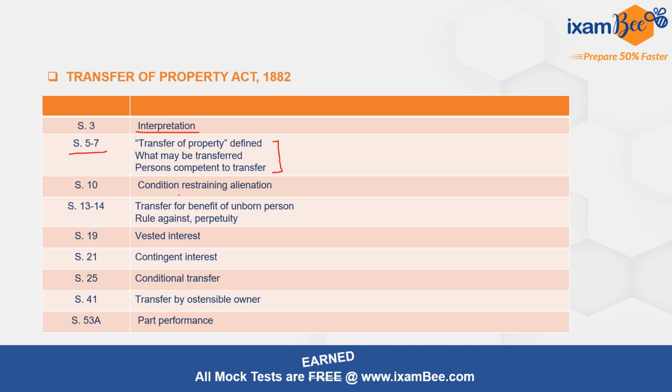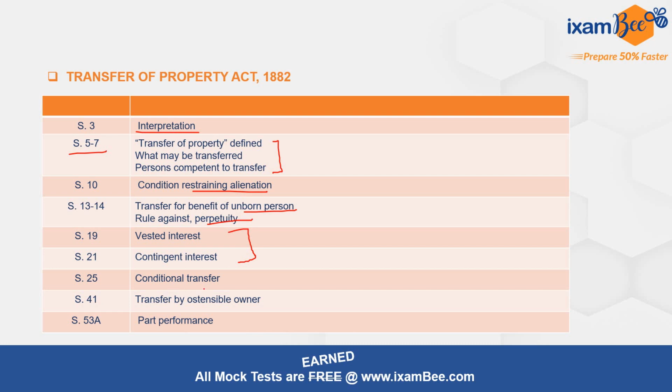Then section 10 is laying down provisions with respect to conditions which are related to restraining alienation. And then हमारा section 13 and 14 basically lay down करता है provisions with respect to transfer which will be taking into effect for the benefit of the unborn person and the various rules related to or the rules against the perpetuity. Then section 19 and 21 is talking about the vested and contingent interest, what are these and the related aspects.